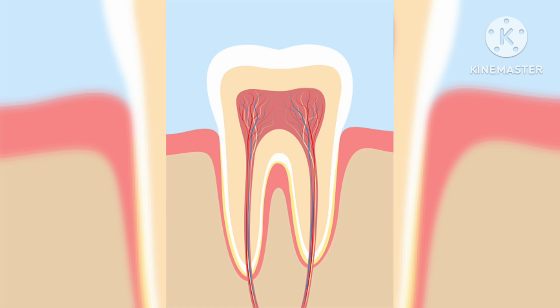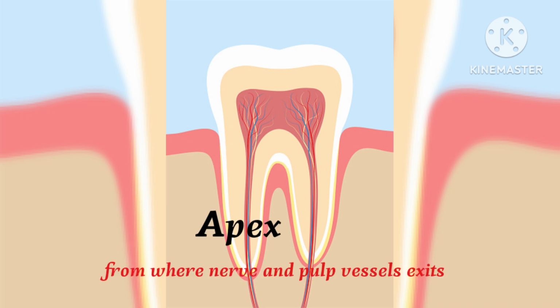But this is a wide topic, so we will discuss it in our next lectures. So, orifice is the point where the canal starts and the apex is where the canal ends. The apex is where the nerve and pulp vessels exit.